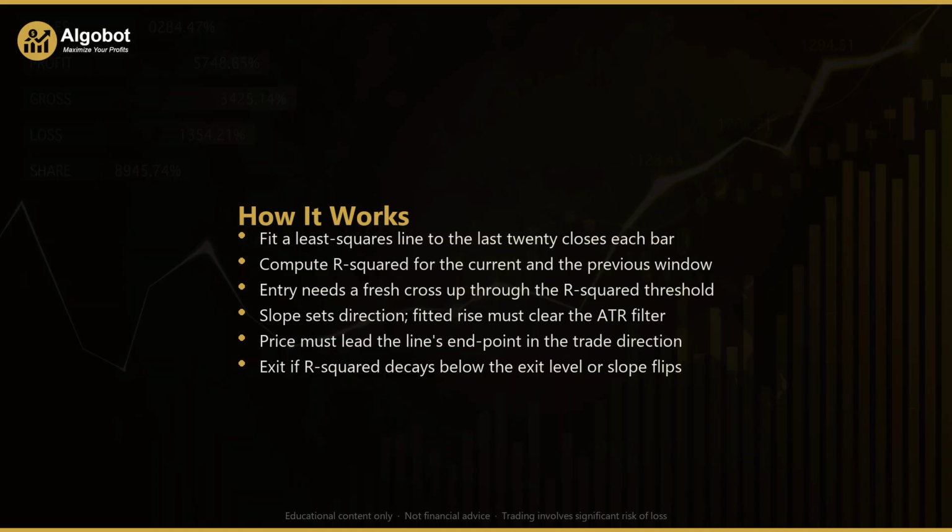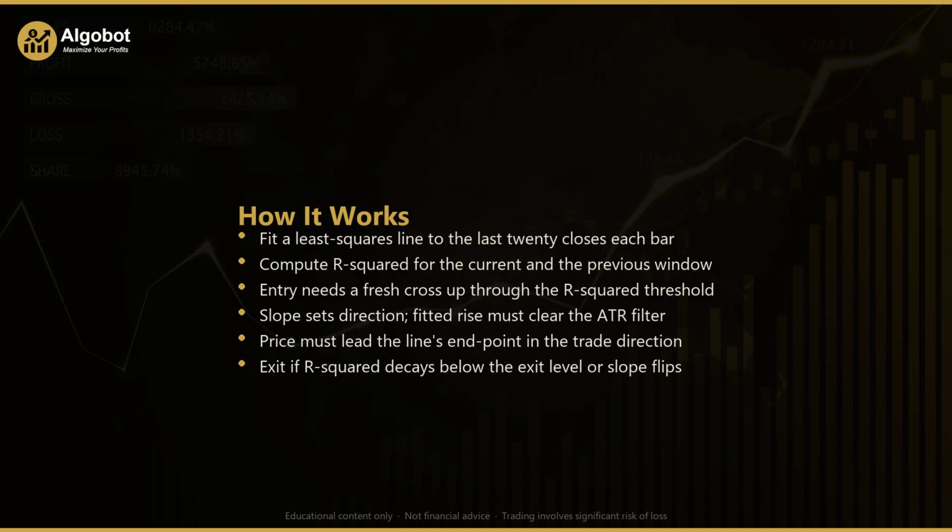Now the entry test. First, the strategy detects a fresh quality cross. The previous window's R² must have been below the threshold of 0.55, and the current window's R² must be at or above it. That fresh crossing is the emergence signal, the bar where randomness gives way to structure.